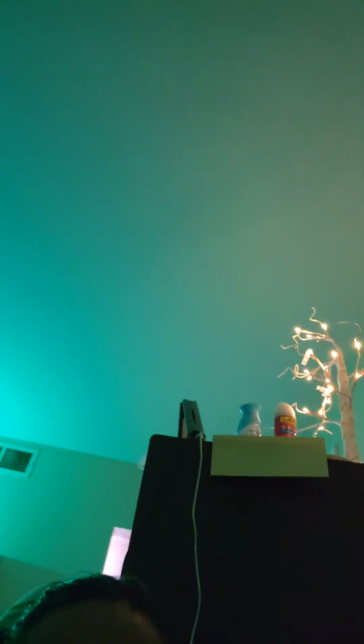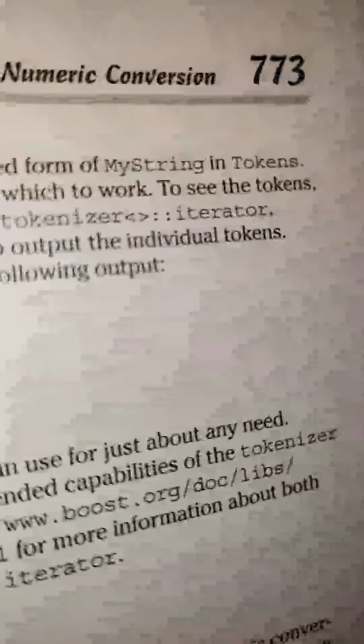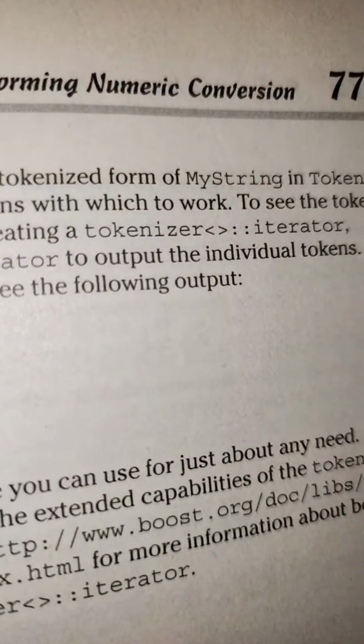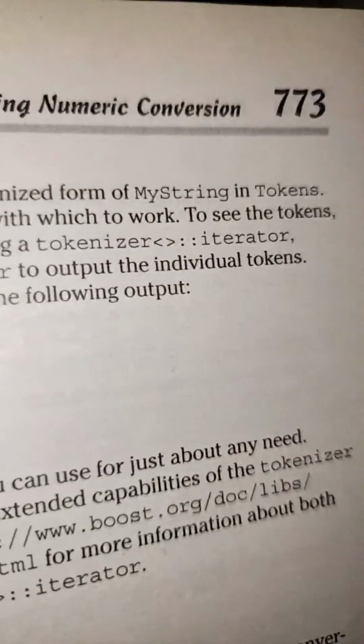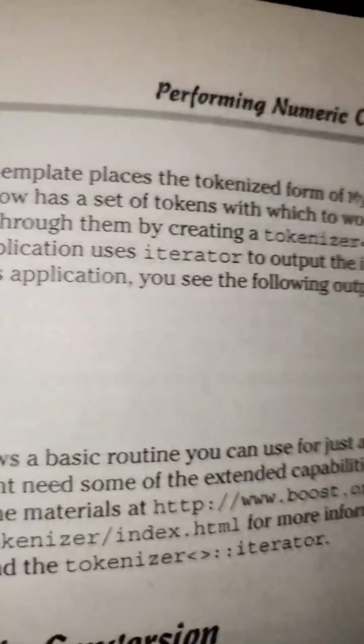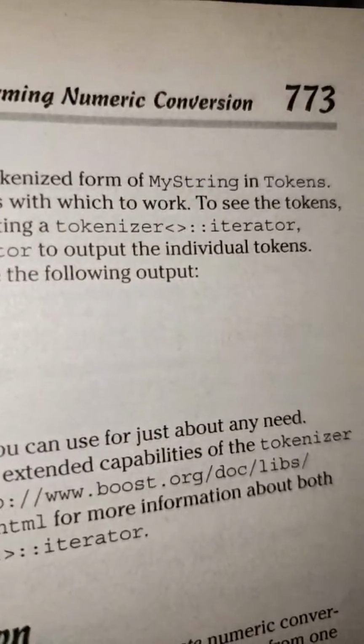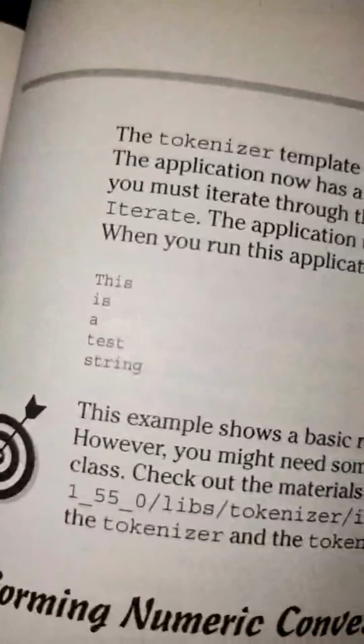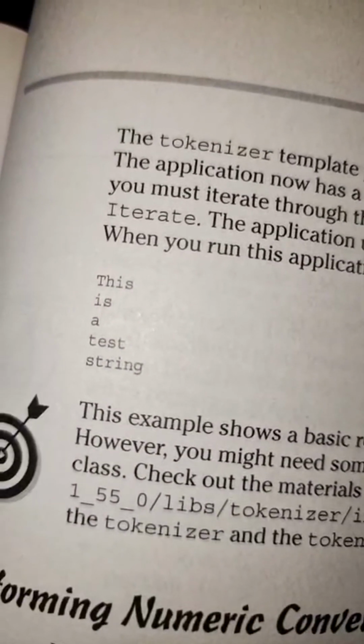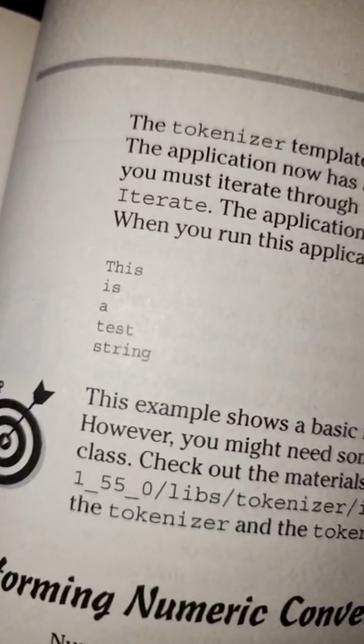When you run this application, you see the following output. It uses the tokenizer iterator to iterate, and then the output is: this is a test string.